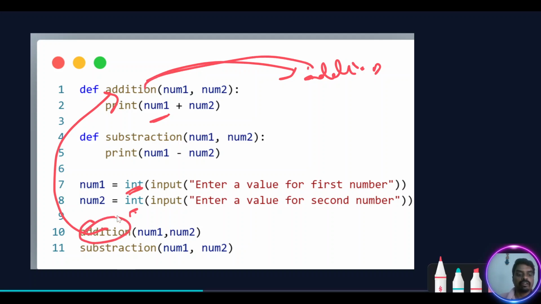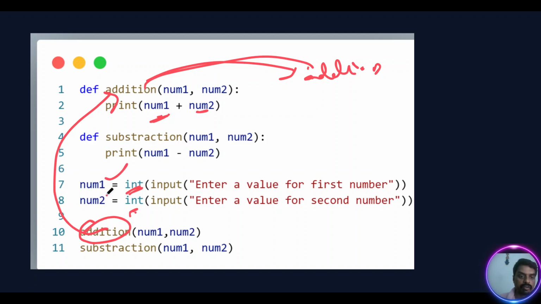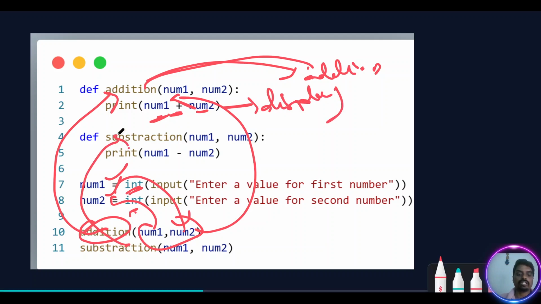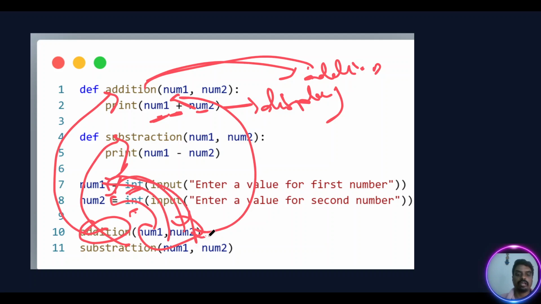This addition function needs two numbers. Where are my values? My values are inside these variables. I'm passing these variables, so these values will be replaced here, and it will do the addition operation and display the result. Similarly, if I want to do subtraction, call the subtraction function, pass the same variables here. These values will be replaced here and it will display the output.